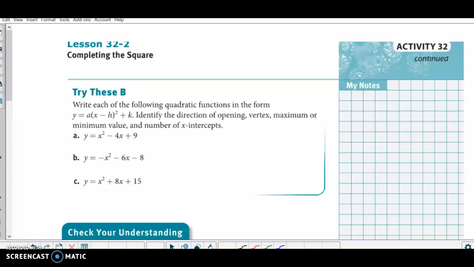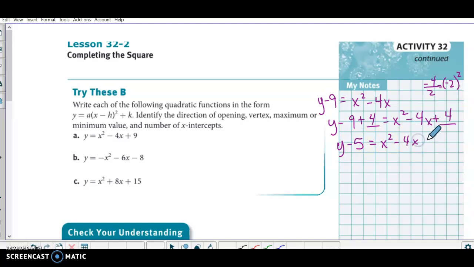So on A, I'm going to go ahead and move my 9 over. I'm going to leave it on the left-hand side. It doesn't actually matter. And then, so we have y minus 9 plus something, x squared minus 4x plus something. So negative 4 divided by 2 is negative 2, and we're going to square that to get 4. So y minus 5 equals x squared minus 4x plus 4.